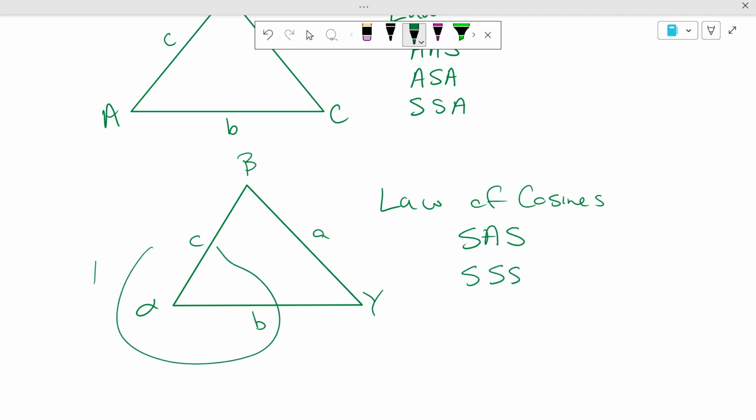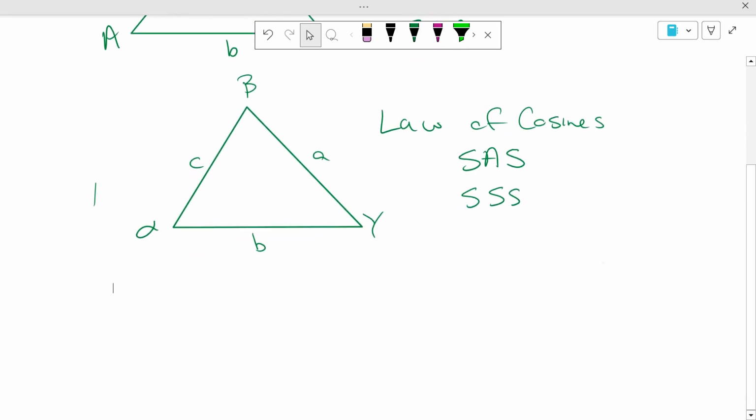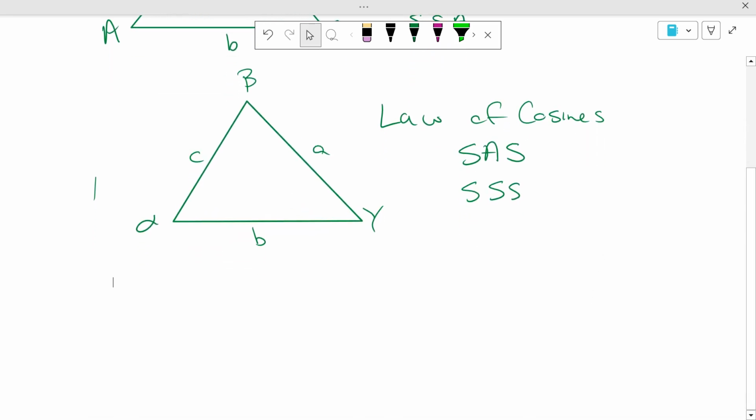Because if you have side, angle, side, you don't have the opposite of B, you don't have the opposite of C, and you don't have the opposite of A. So you cannot do the law of sines. We'd rather do the law of sines because it's shorter and quicker. If you have side, side, side, you don't have any angles opposite, you can't do law of sines. Okay? So law of cosines is this, and there's three of them.